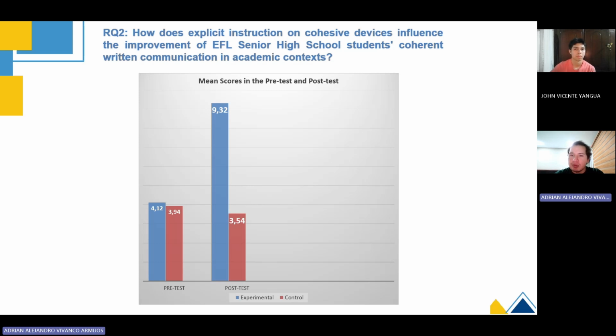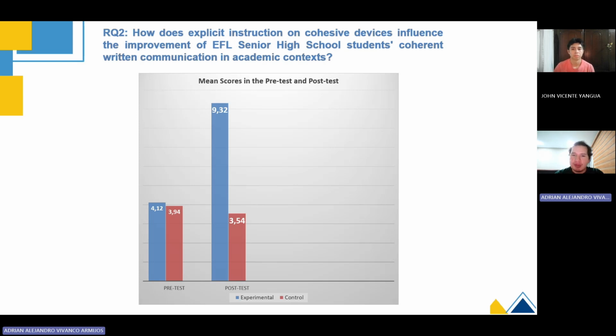The experimental group increased its mean score to 9.32 out of 10, while the control group obtained only 3.54 out of 10. This substantial improvement may be explained by the explicit instruction received exclusively by the experimental group.